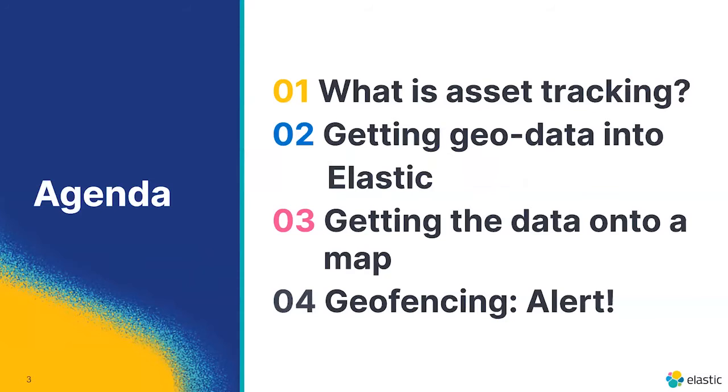I'm a solutions architect at Elastic, and today I'm going to be talking to you about asset tracking and location intelligence with the Elastic Stack. So the agenda for today is to go over what asset tracking exactly is, how you get data into Elastic, geodata, and then how do you get that data onto a map? And then finally, how do you make that data operational? How do you set up alerts and geofencing so that you can actually take action on the data that you're ingesting into Elastic?